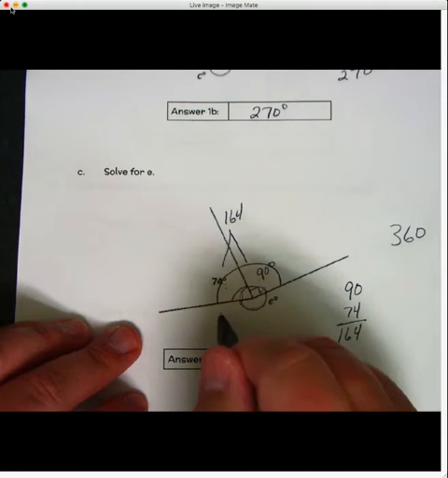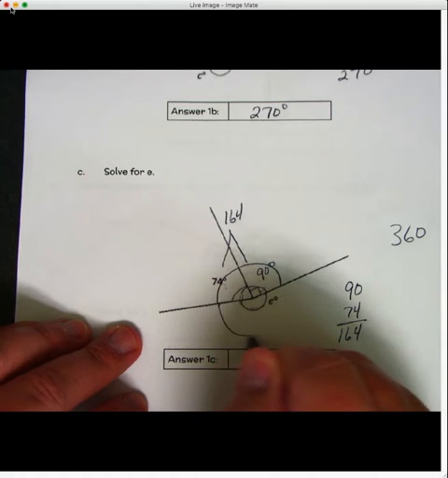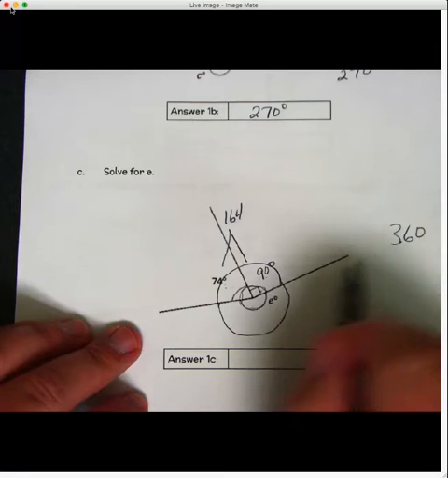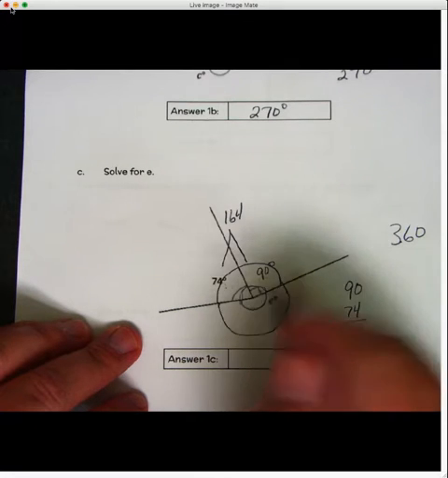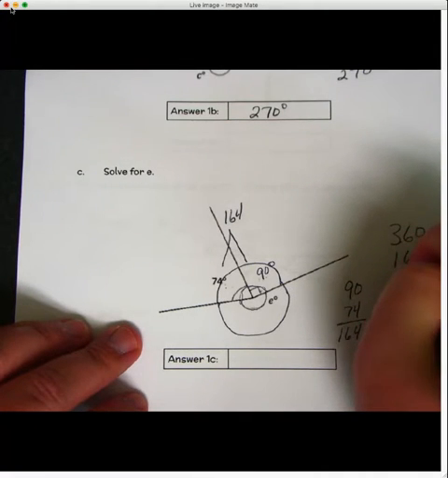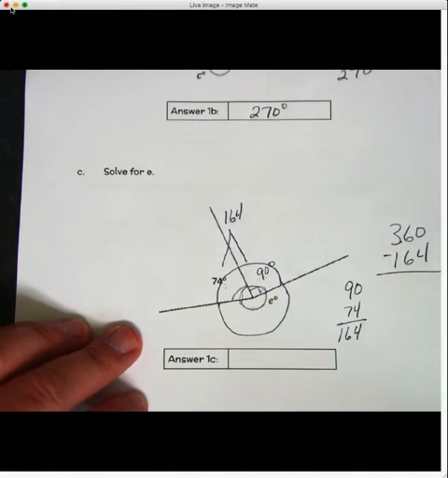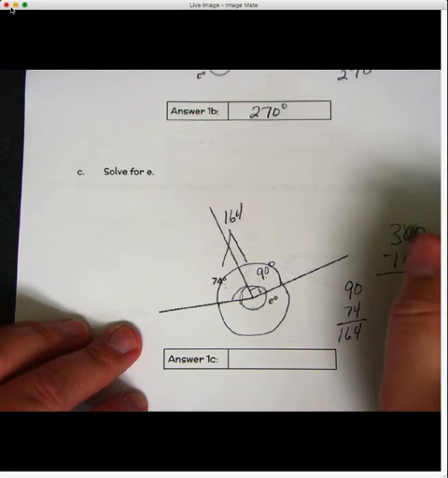Now I've got to find the rest of my circle. Okay, so I take that 360 and I take out the part that I know, 164, and I'm going to subtract to find what's left, what the measure of this angle E is. So we've got to subtract. Like I said, lots of subtracting today.